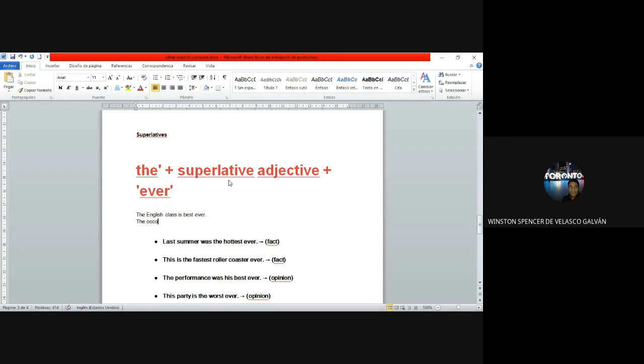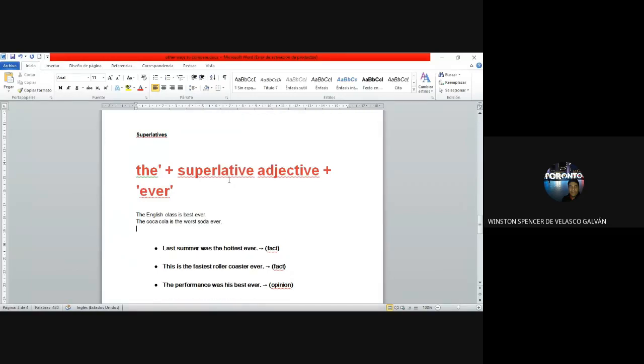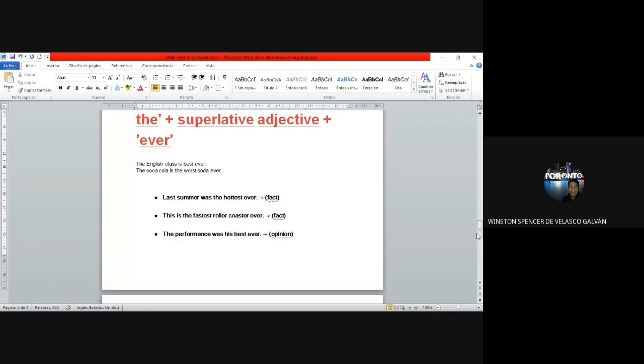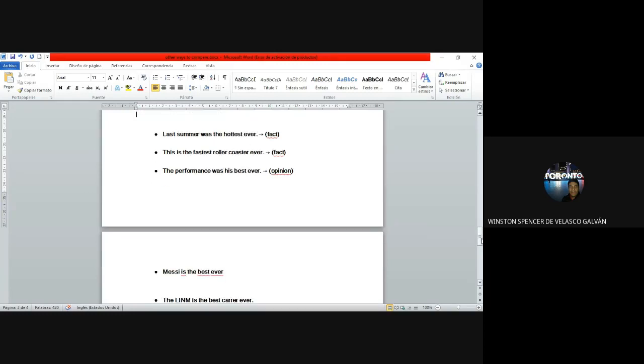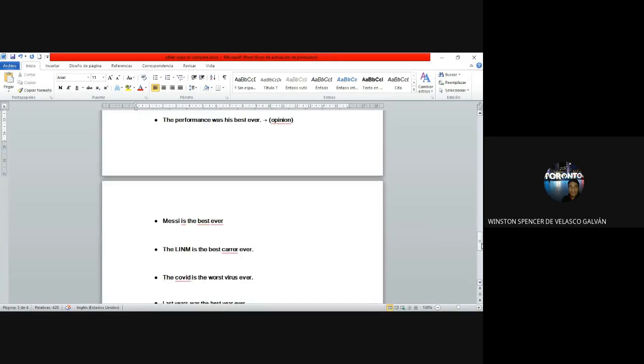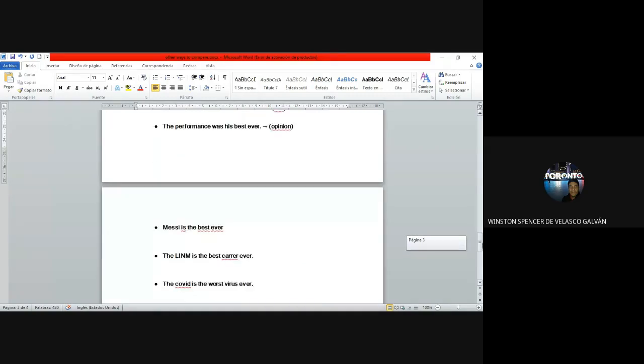The Coca-Cola is the worst soda ever. This one, it could work like a fact or an opinion. Este tipo de superlativo puede funcionar como un hecho o como una opinión, jóvenes. Aquí ya tenemos más ejemplos. Last summer was the hottest ever. This is the fastest roller coaster ever. The performance was his best ever. Messi is the best ever. And so on and so on.